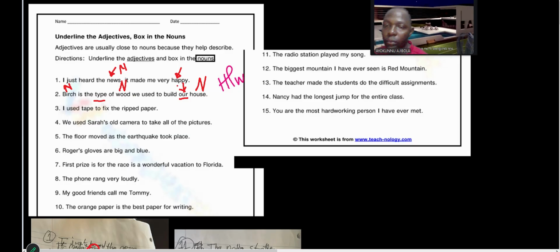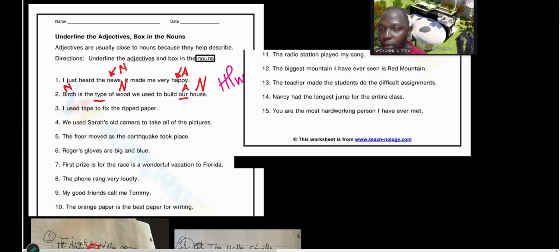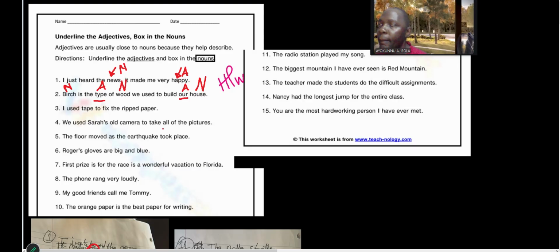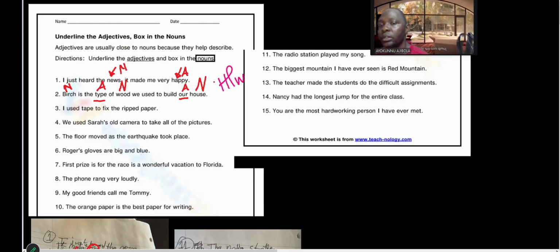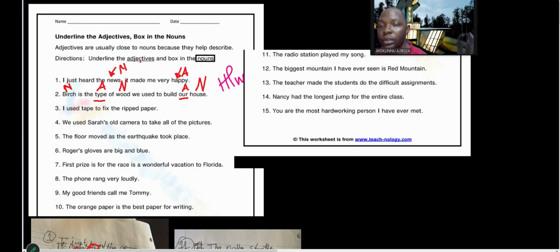So I would say A for adjective. Then we can pick the type also. Did I have to pick all of the adjectives? If you're able to pick, at least pick this one. But as many adjectives as you can. You know, it says adjectives and nouns.